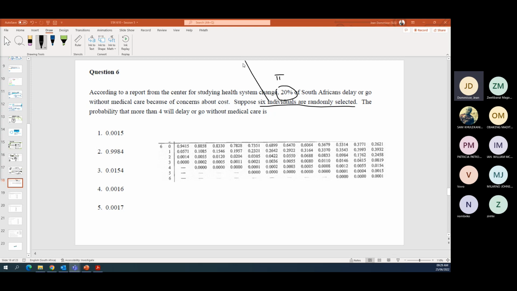Okay, so let's hope she can see now. Can you see the screen now or not? Still not.